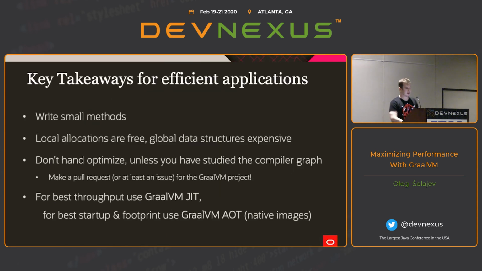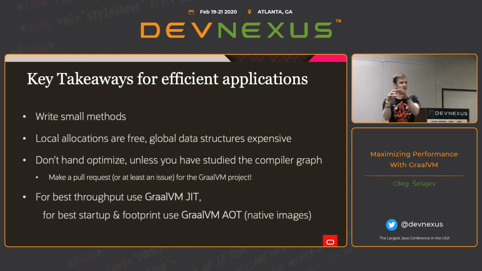So all in all, a few takeaways for just how to write your code, how to maximize the performance of your Java code. Typically, you would like to write small methods, right? Large methods are kind of awkward to optimize for JIT because small methods can be easily inlined in other methods.